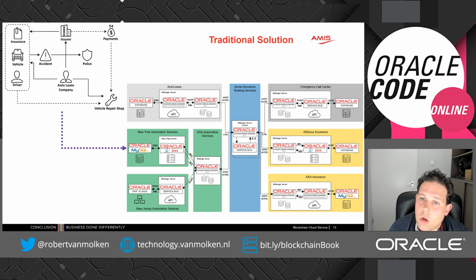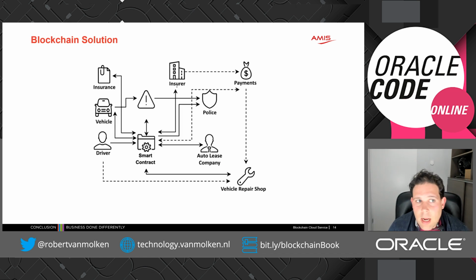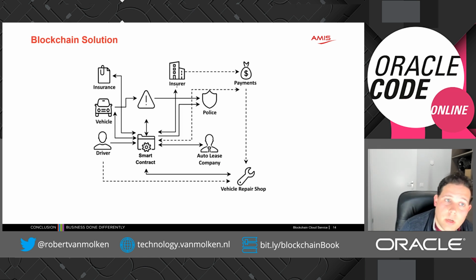We maybe need to go to the broking services and ask them what happened, and maybe it's even possible that we need to call the second insurance company to know what happened. So there's a lot of offline reconciliation needed if something goes wrong. So let's look at how we can solve that within blockchain.